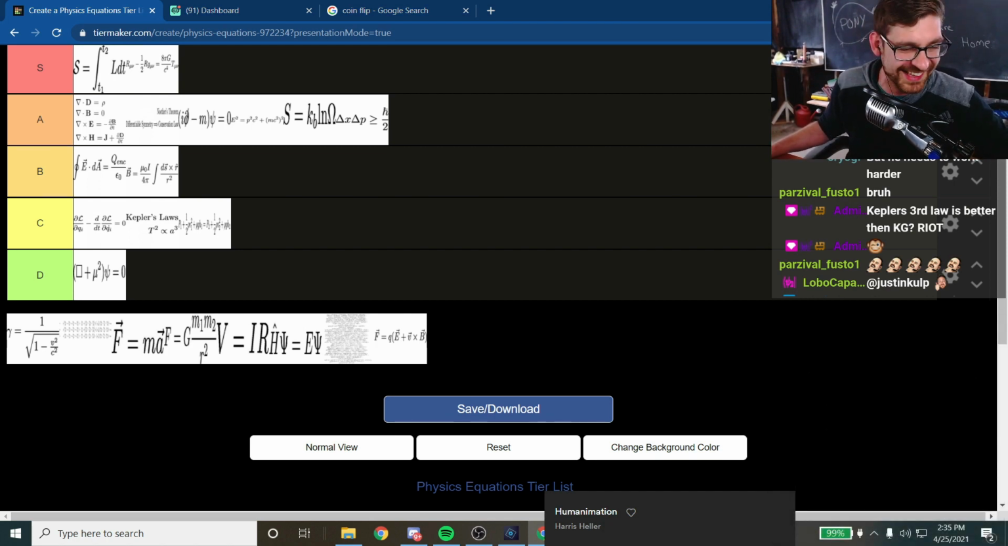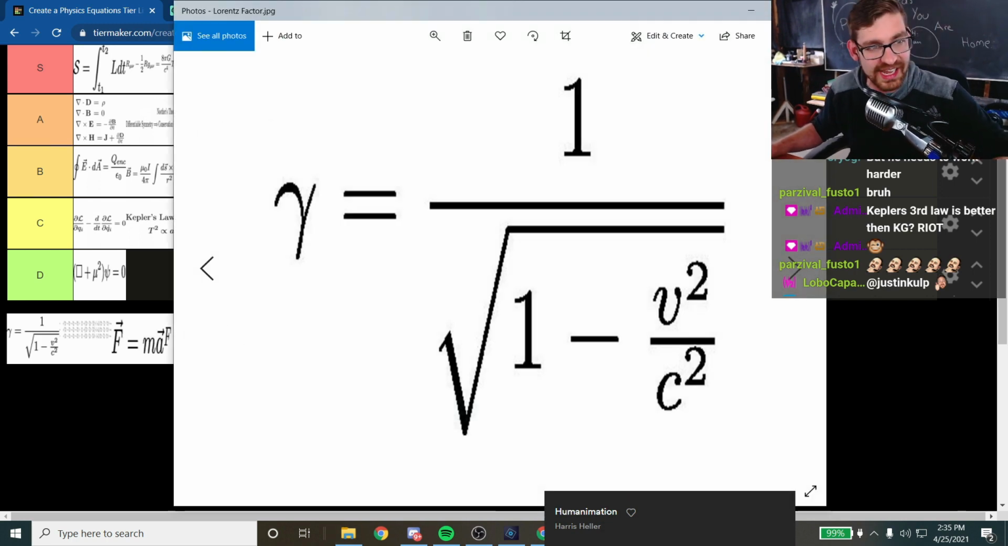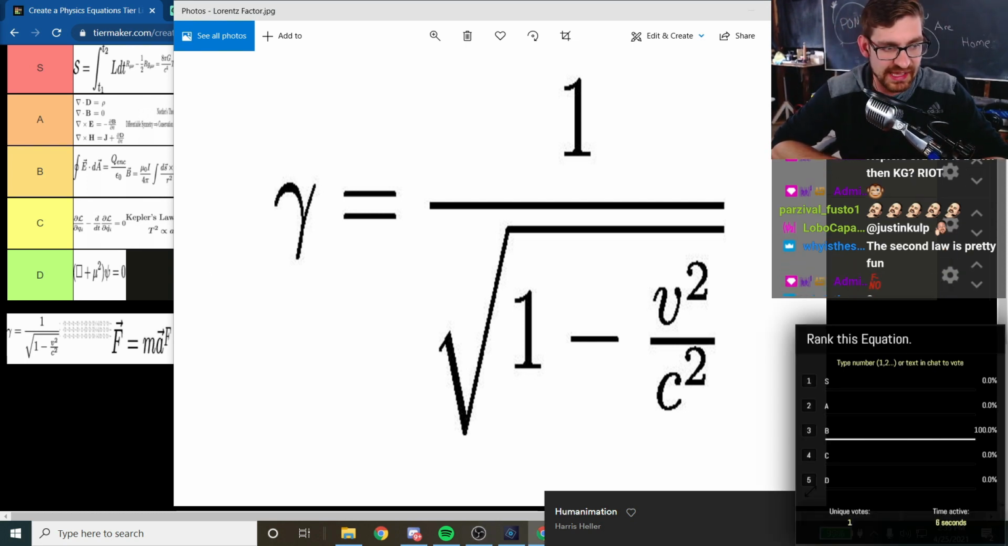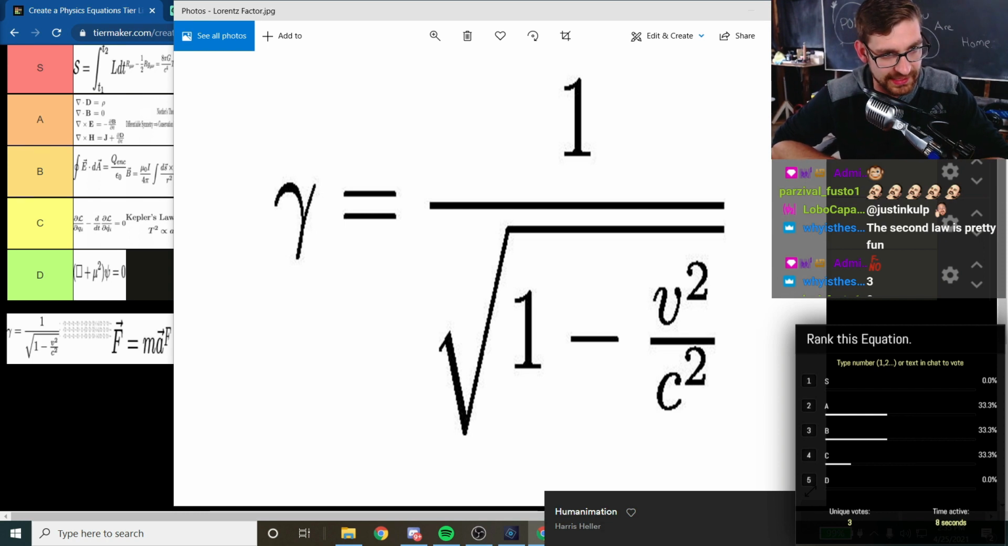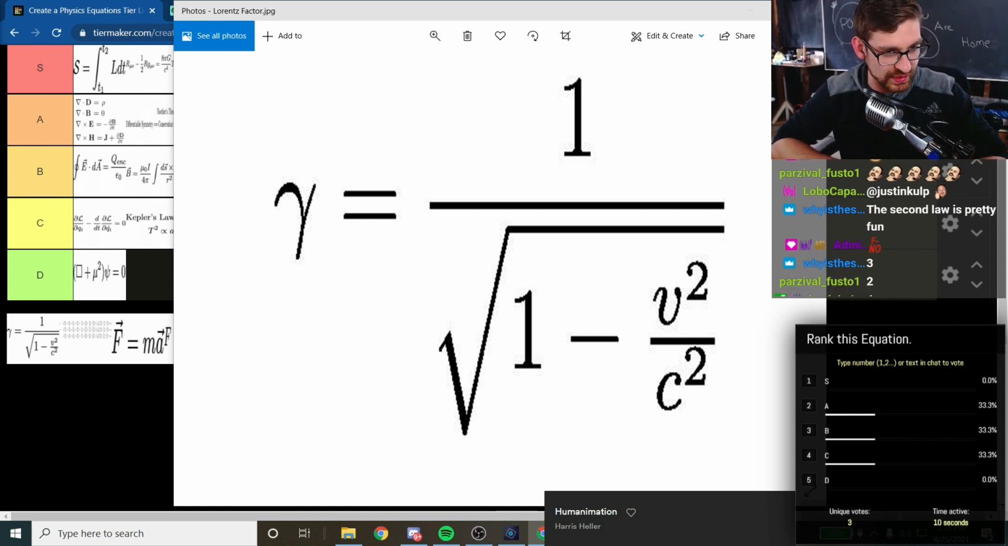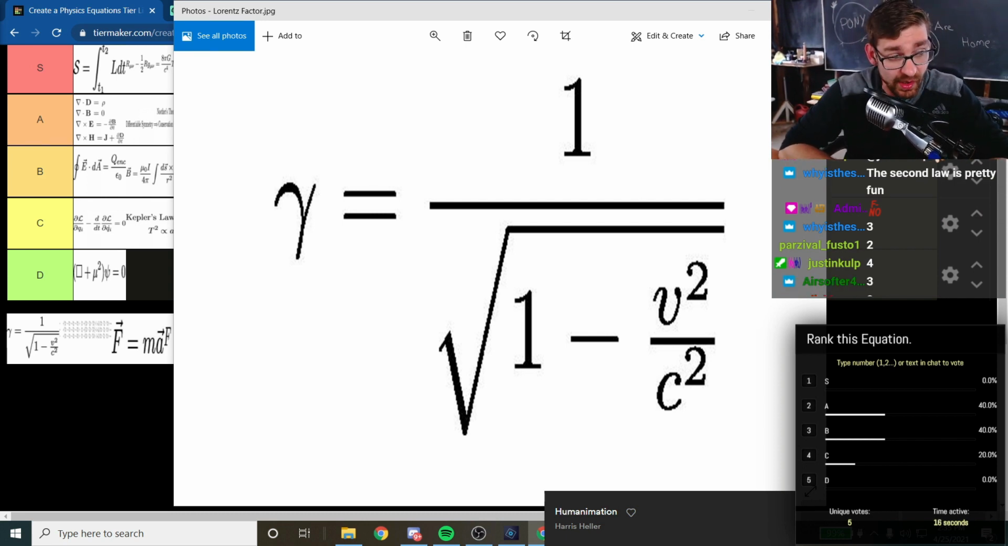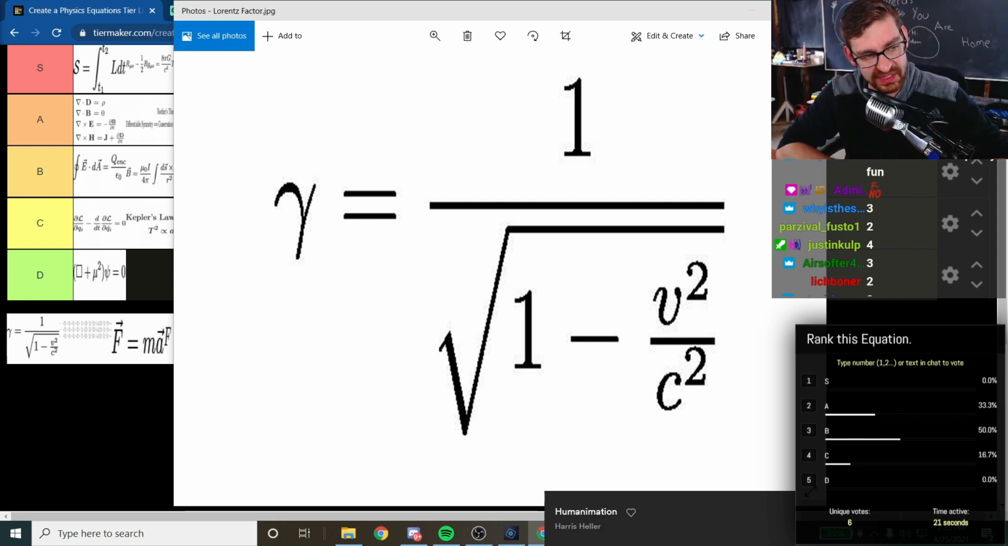Next up, the Lorentz factor. This is kind of including the metric and kind of including special relativity. Pretty much everything special relativity. The Lorentz factor, including everything for special relativity. Okay, we have the metric in there too. We have some people who are not convinced. We have a C out the gate. We got a B as the first vote. Look at that. This is gonna be a little contentious.